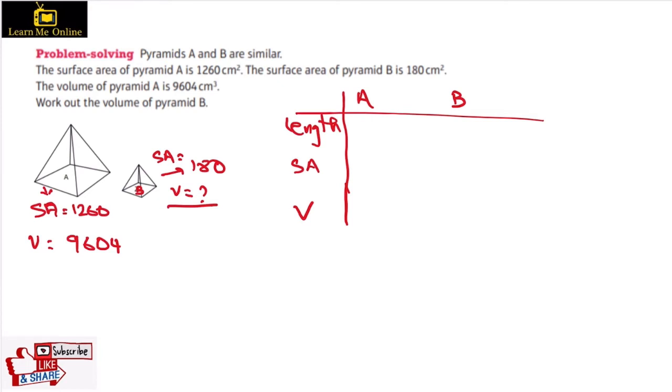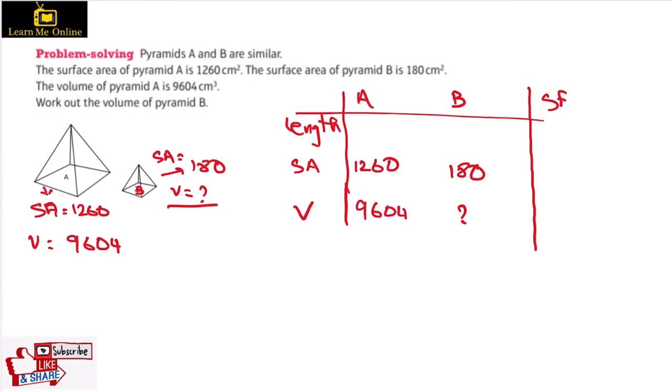So the surface area of the shape A is 1260. I'm going to write this down here. The surface area of the shape B, because it's smaller, is 180. The volume is 9604, and the volume of this one, we are finding it out. I'm going to make an additional column of the scale factor. We don't know what the scale factor is.